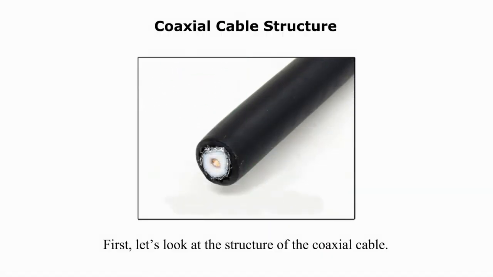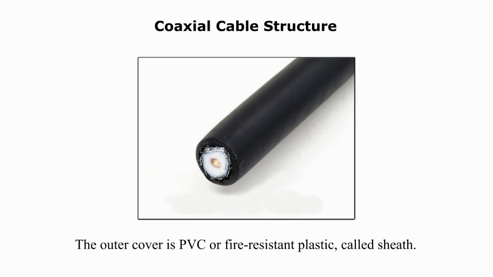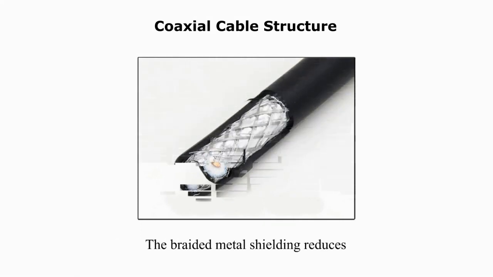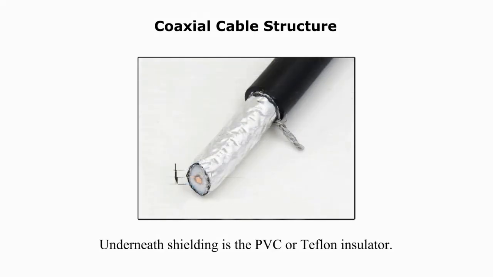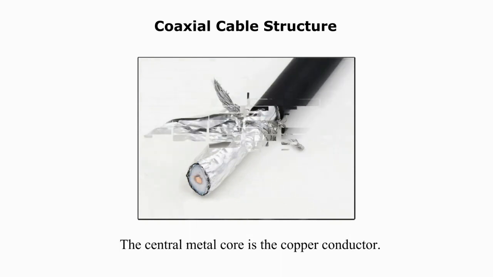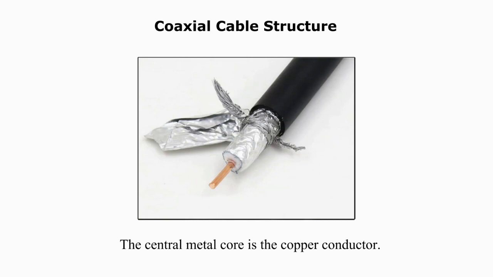First, let's look at the structure of the coaxial cable. The outer cover is PVC or fire resistance plastic called sheath. The braided metal shielding reduces electromagnetic interference or EMI. Underneath the shielding is the PVC or Teflon insulator. The central metal core is the copper conductor.